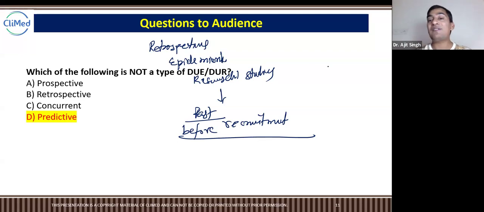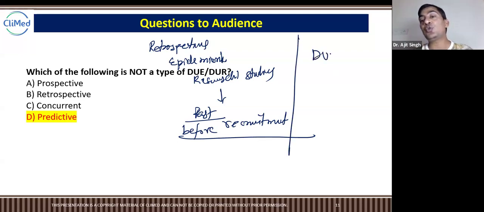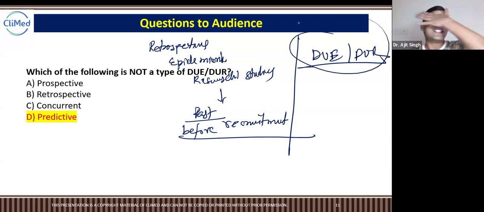But here, when we are talking about DUE or DUR, we are not talking about the study. I'm not discussing the research right now. I'm discussing the fundamentals of DUE, the fundamentals of evaluation.